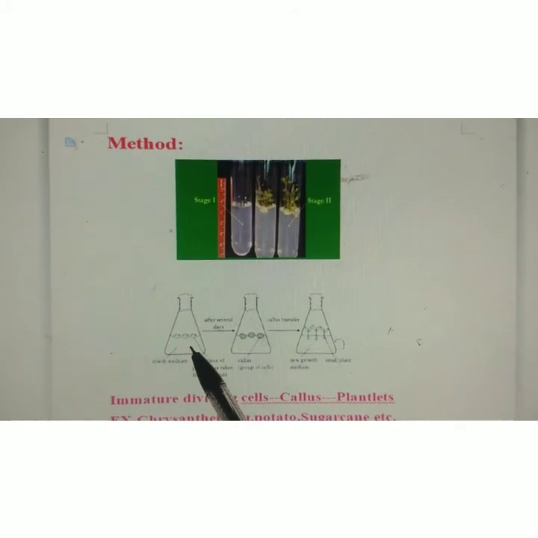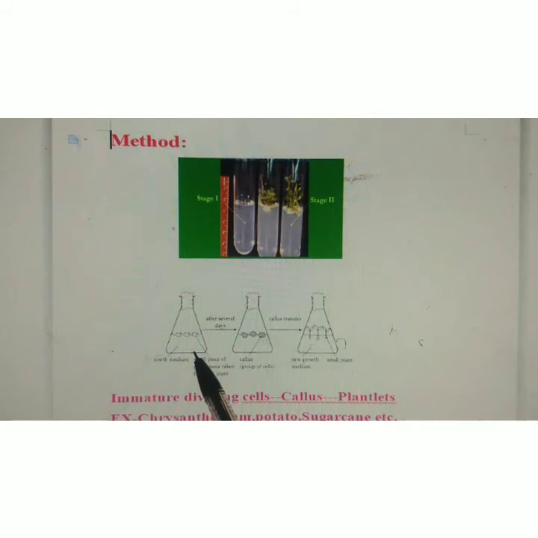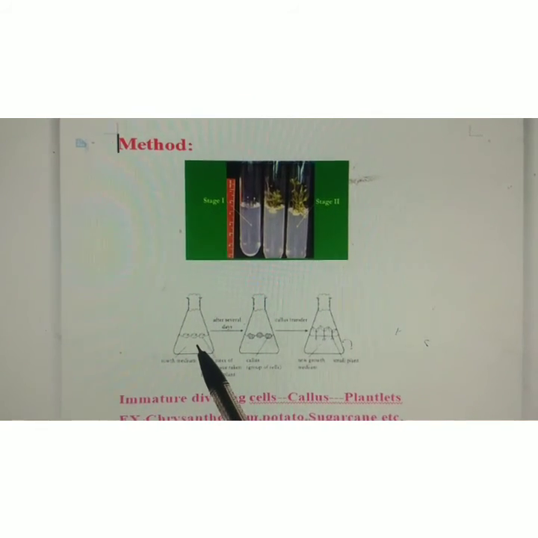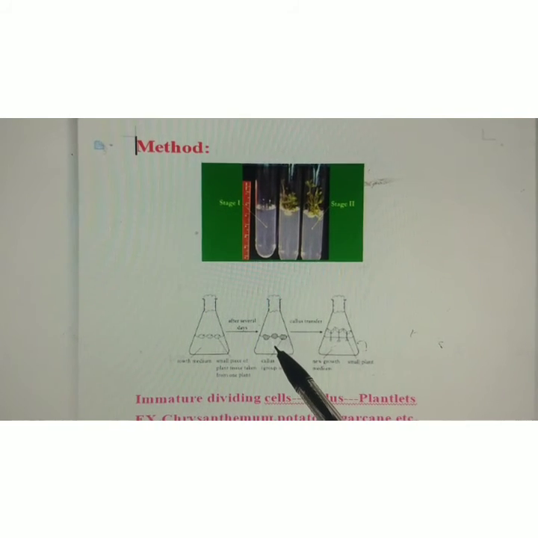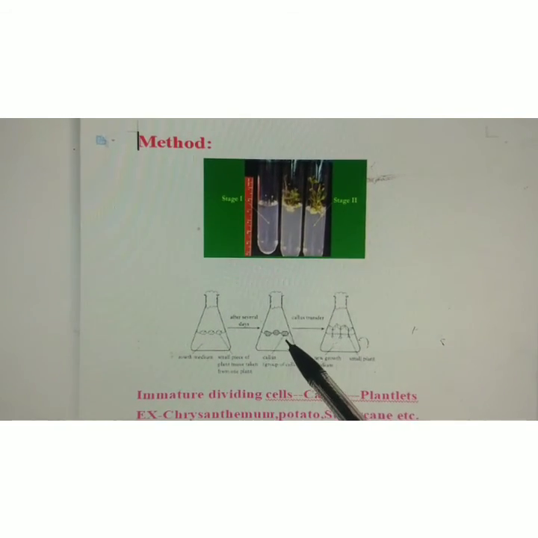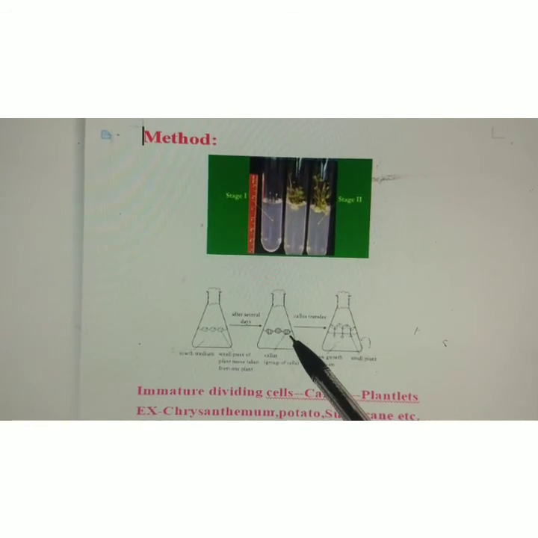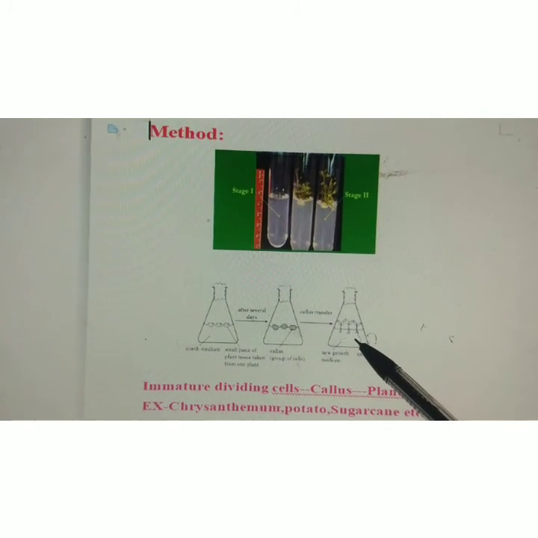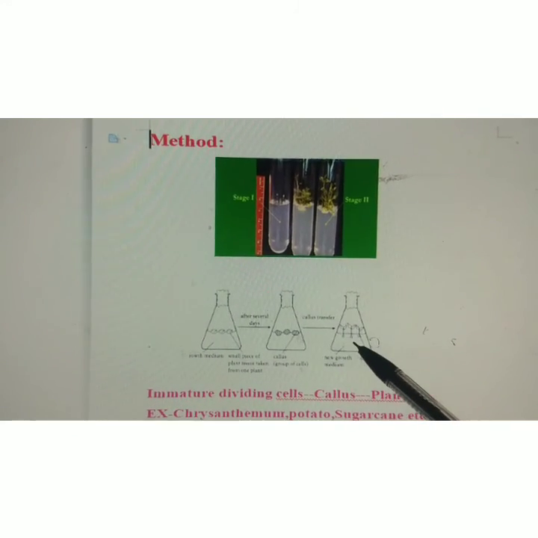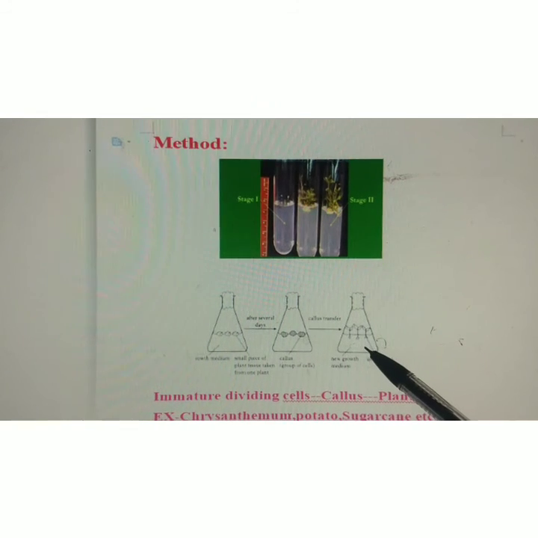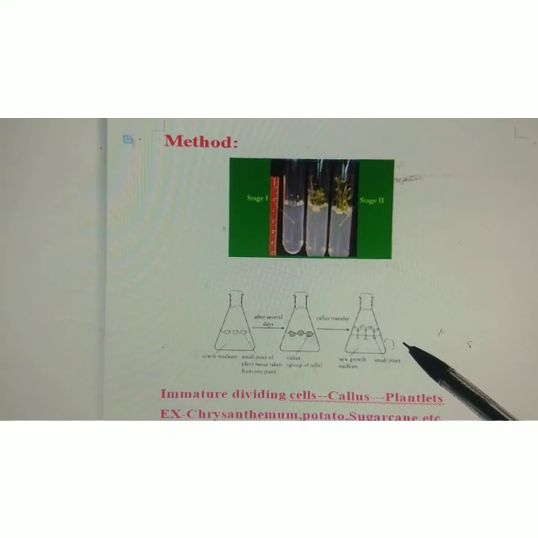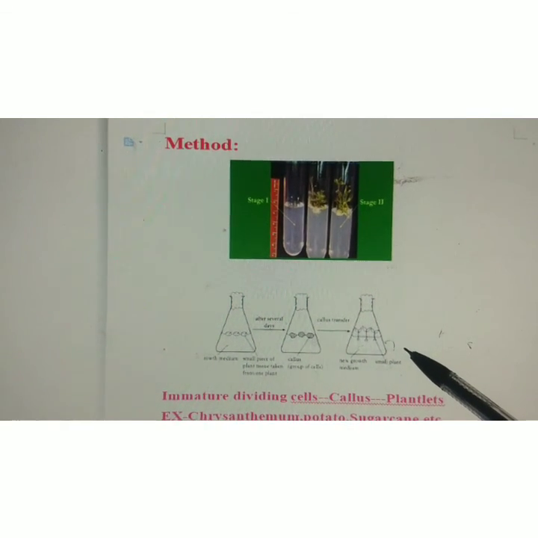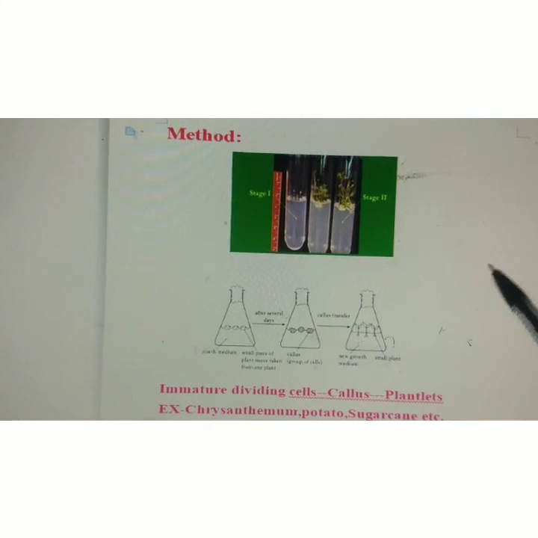Here meristematic cells from the tip of the shoot are taken. They are put in a nutrient medium and slowly the cells start dividing and they start producing callus. Now callus is transferred into another medium and from the callus small plantlets start arising, and these plantlets can be taken out from the medium and planted in the soil or pot to give rise to new plants.